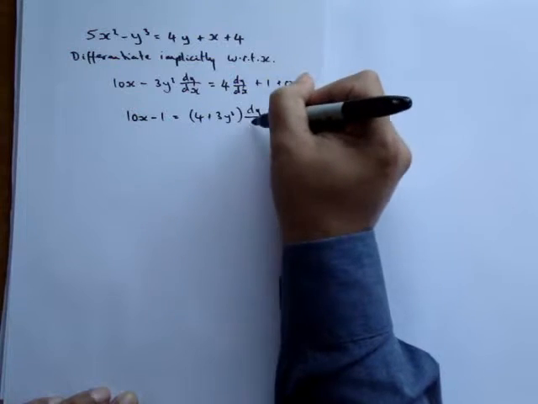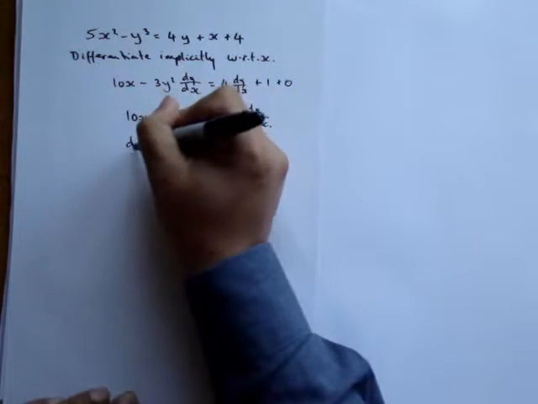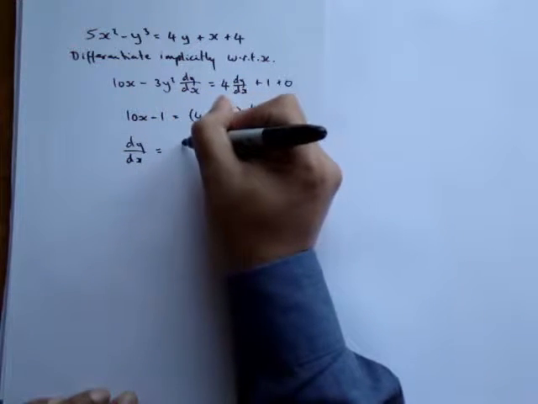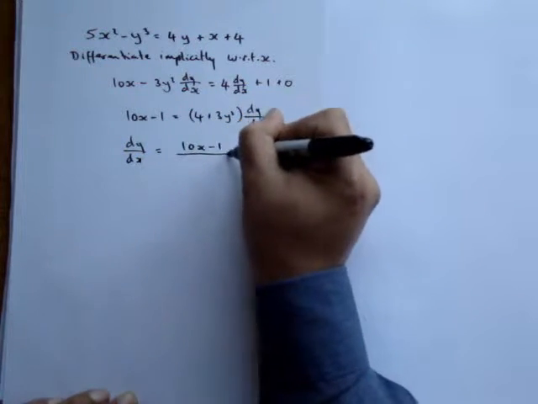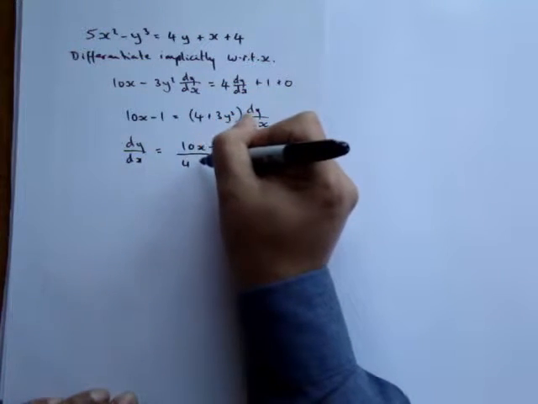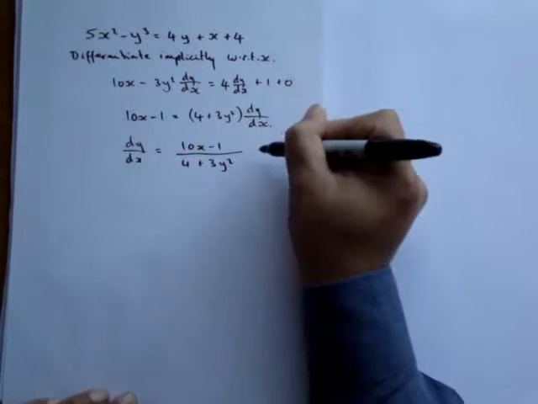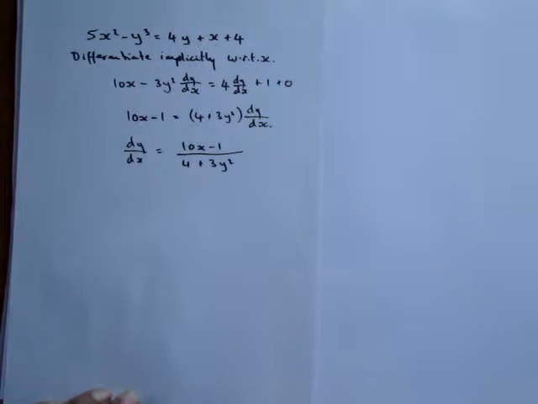dy dx, and then therefore dy by dx equals 10x minus 1 all over 4 plus 3y squared. And that was the differential equation we started off with.